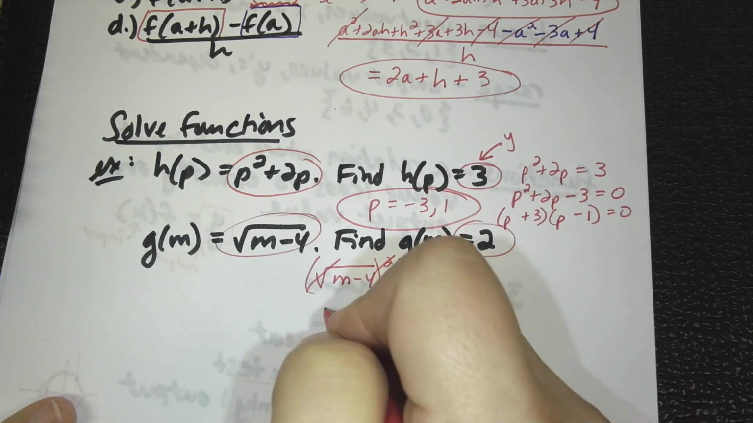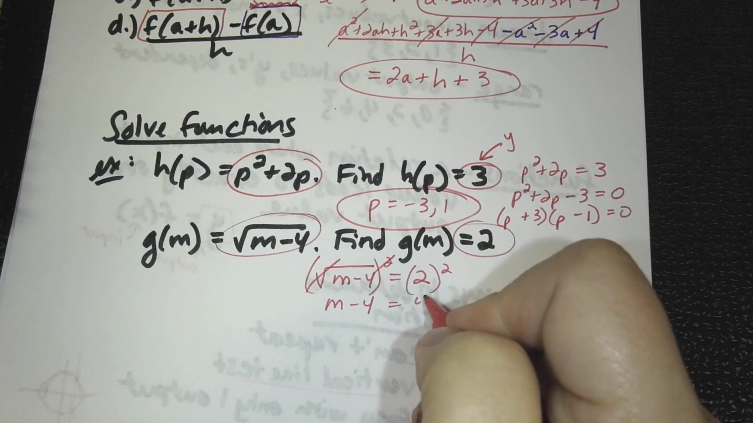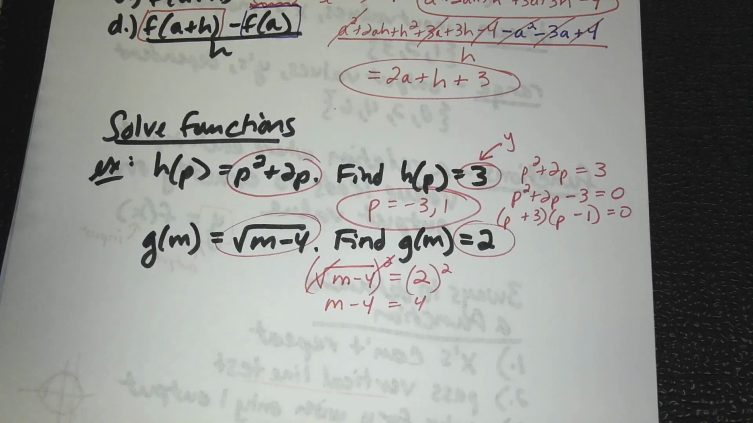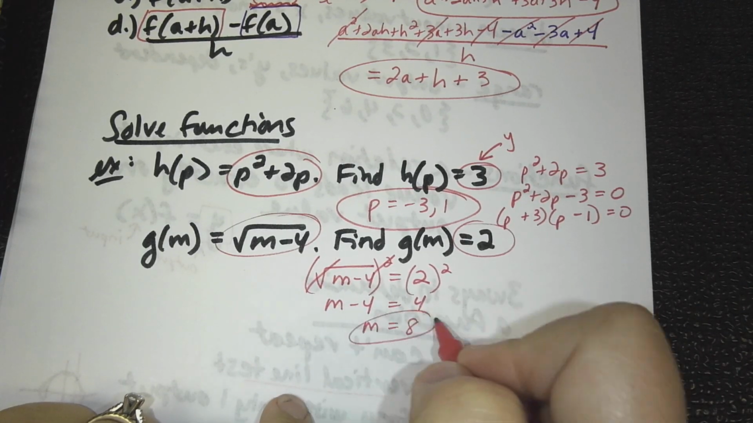The square root and the square cancel. You got m minus 4 equals, what is 2 squared? 4. You don't have to put a plus or minus on this one because you didn't take a square root. You squared. Okay? Know the difference. And then add 4 over. What are you going to get? M equals what? 8. Done.